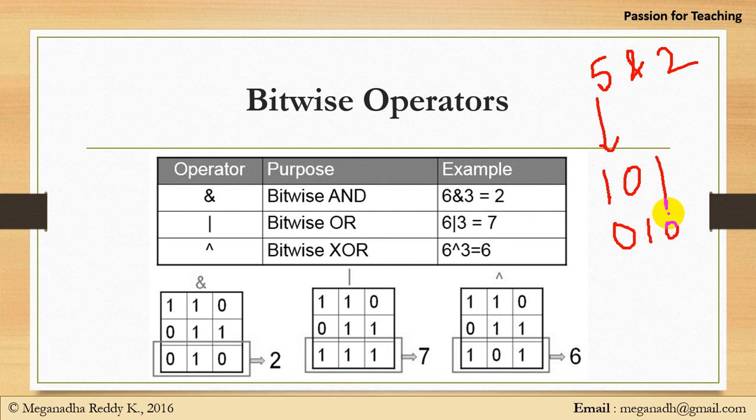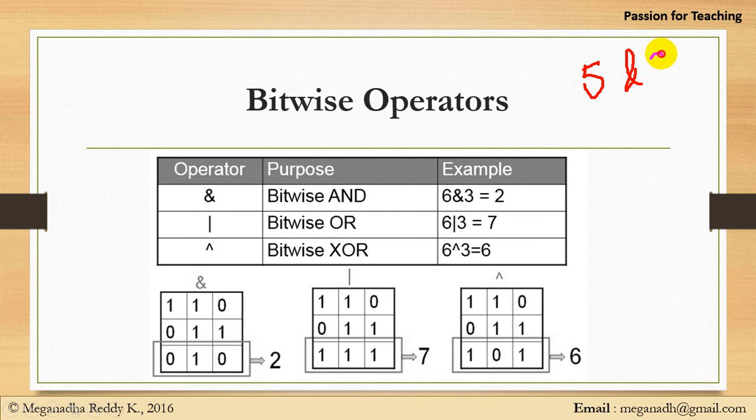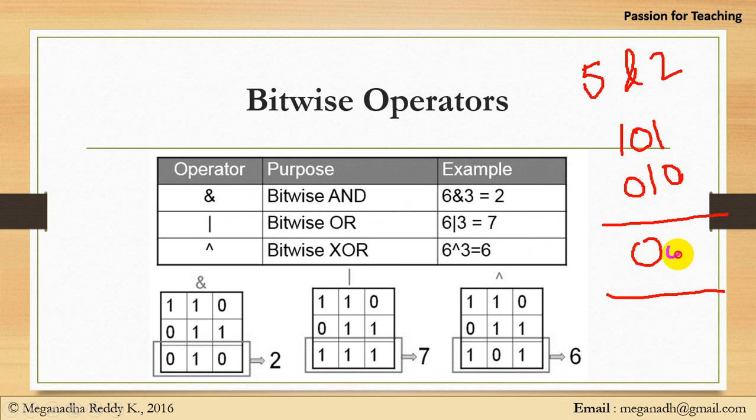So 2 power 0 and so on. Let's see once again. So 5 and 2: 5 is 101, and 2 is 010. So 2 power 0, 2 power 1. Now I want to find the logical AND. Logical AND means both should be true, so it will be 000. 1 and 0 is 0, 0 and 1 is 0, 1 and 0 is 0, so the answer is 0. So 5 and 2, the answer is 0.